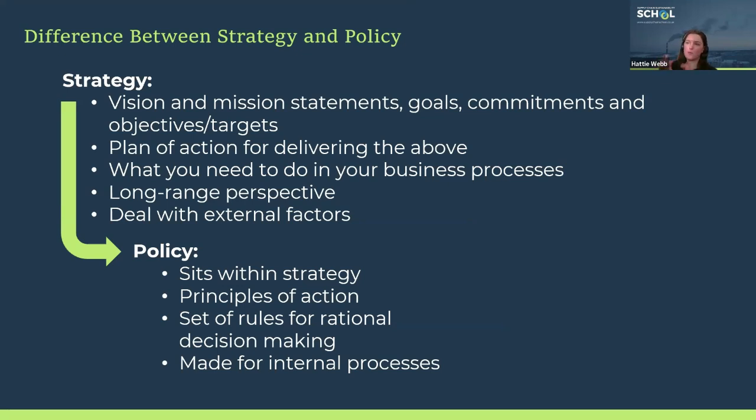And here I just wanted to more clearly highlight the difference between a strategy and a policy. So, your strategy is going to be the overall framework that you have. So, it includes your vision, your mission, any goals that you've got, any objectives and targets. It's your plan of action for delivering all of the above. So, what do you need to do to actually drive those business processes to deliver against your goals and targets?